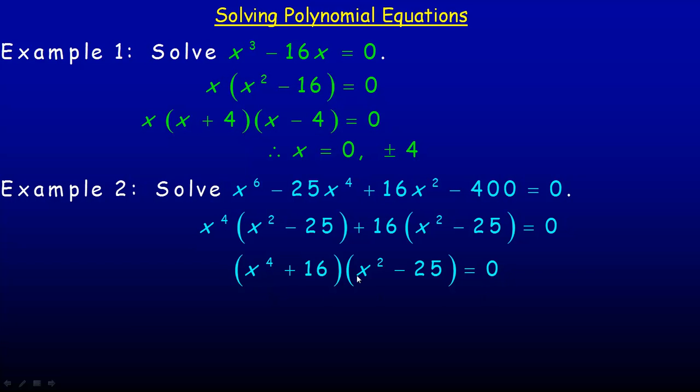So we have 2 different binomial factors here. We set each of these equal to 0: the x to the 4th plus 16, and also the x squared minus 25. Now x to the 4th plus 16 actually has no real roots, because if we bring the 16 over, it would be negative 16, and so x to the 4th equals negative 16. We would be trying to take the 4th root of a negative, and you can't do that. If you wanted to get into non-real solutions, you could write them as imaginary numbers, but there wouldn't be any real solutions there.